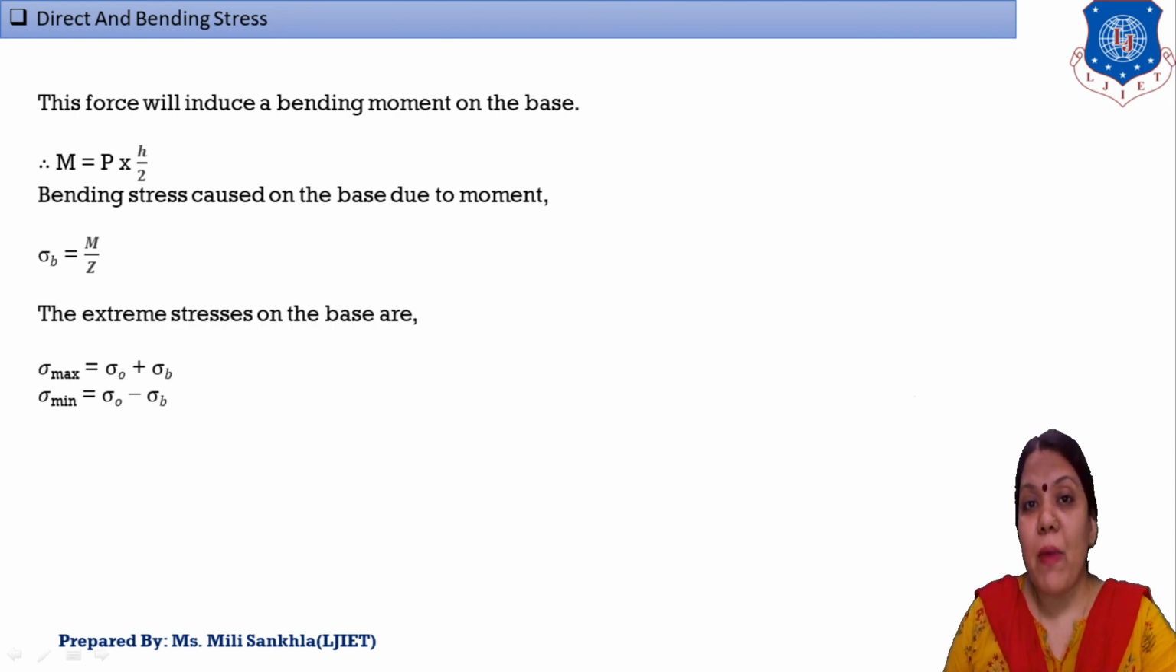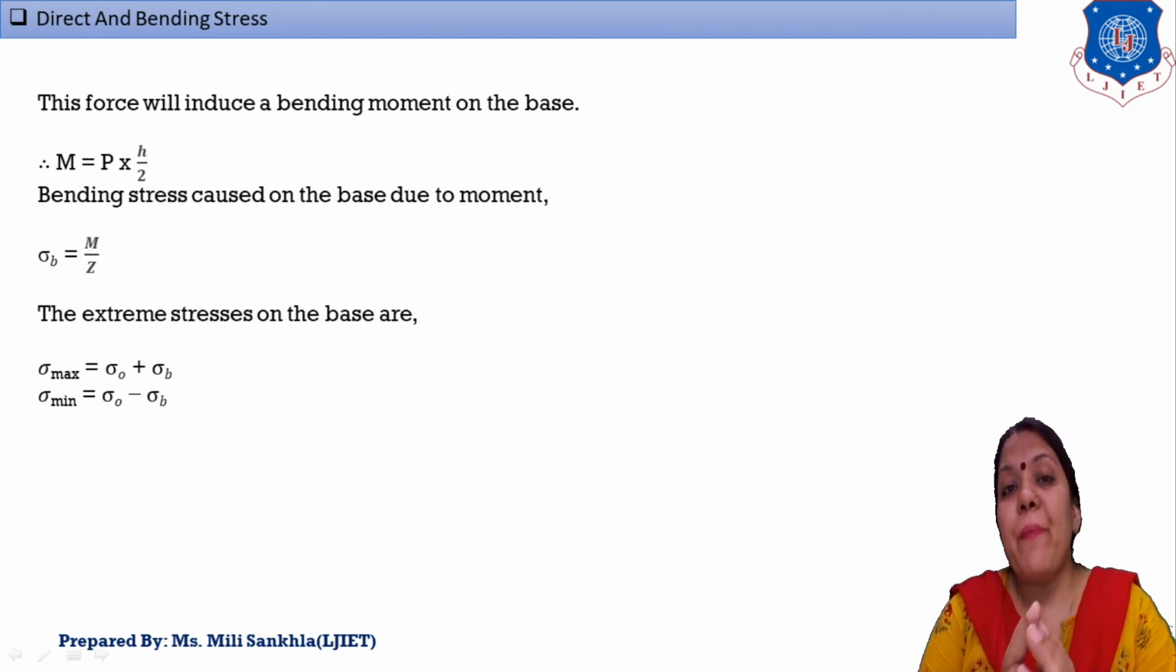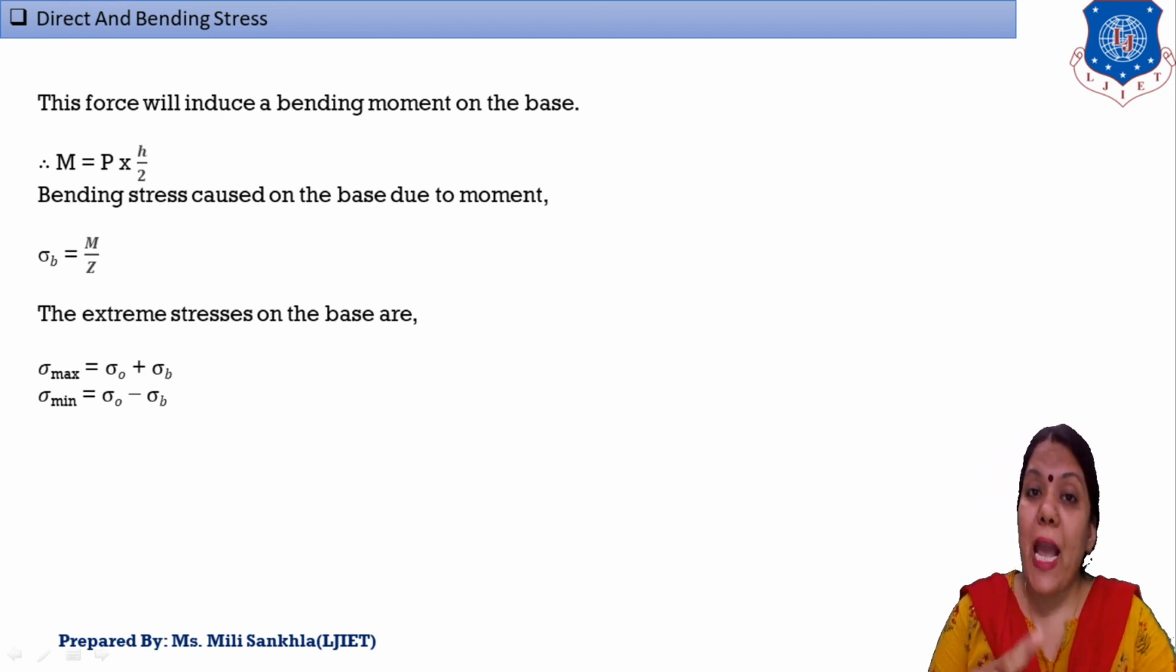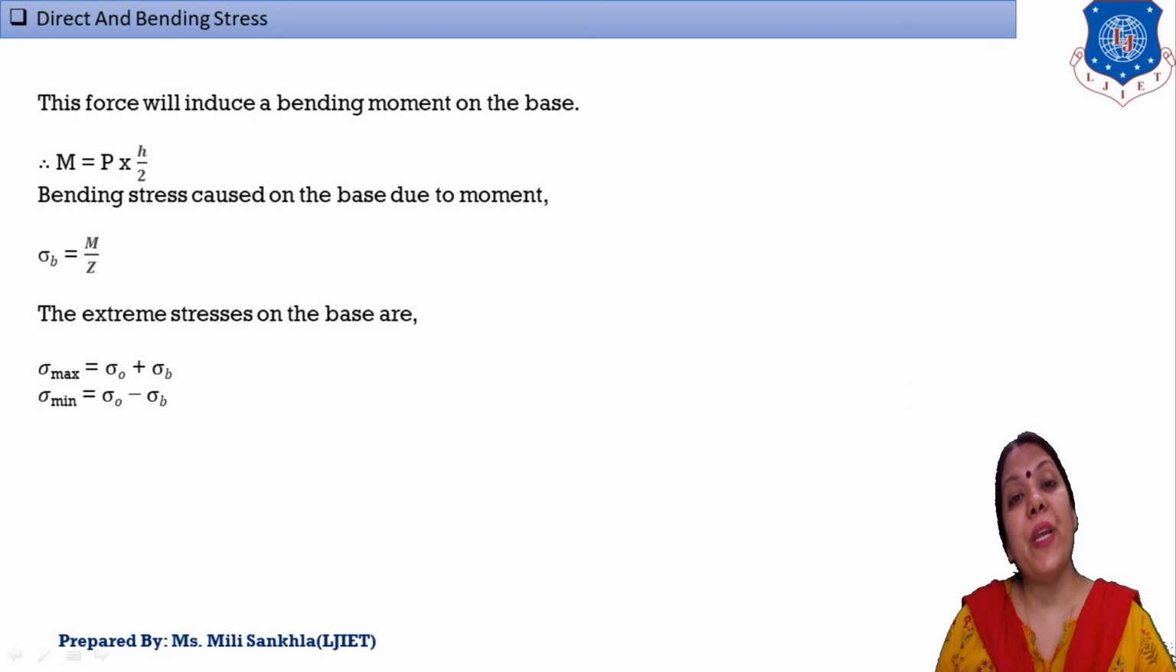Now we find sigma max and sigma minimum. Sigma max is the sum of direct stress and bending stress, and sigma minimum is the difference between direct stress and bending stress. Dam, retaining wall and chimney differ in that the dam and retaining wall are subjected to UVL type of loading, and the chimney is subjected to UDL type of loading. That is the major difference. Dam and retaining wall are subjected to the same type of loading, that is UVL.